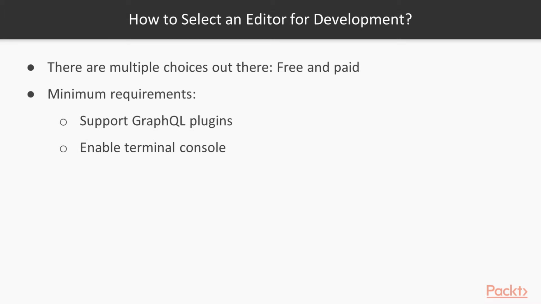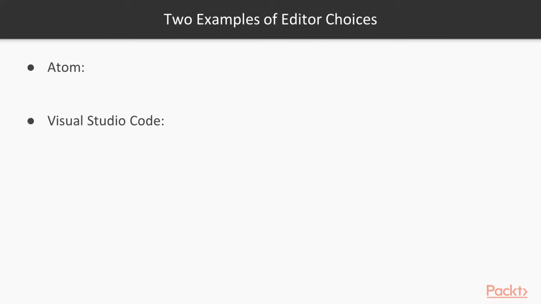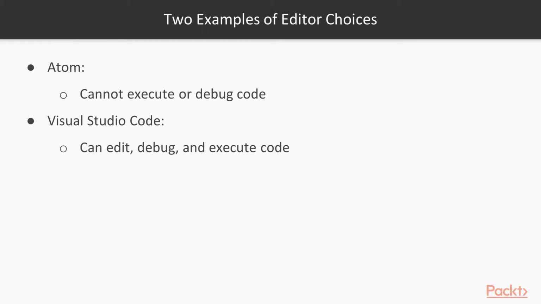You are selecting more than just the editor. You are also selecting the additional tools within that editor that can make your life simpler and much more productive. Once you have made a choice, you can add additional plugins that are GraphQL related. The keyword to type in when searching within the plugins libraries is graph. A couple free choices for development are Atom and Visual Studio Code. Atom and Visual Studio Code are different because in Atom, you cannot execute nor debug code, so it is strictly a text editor, while in Visual Studio Code, you can edit, debug, and execute code.